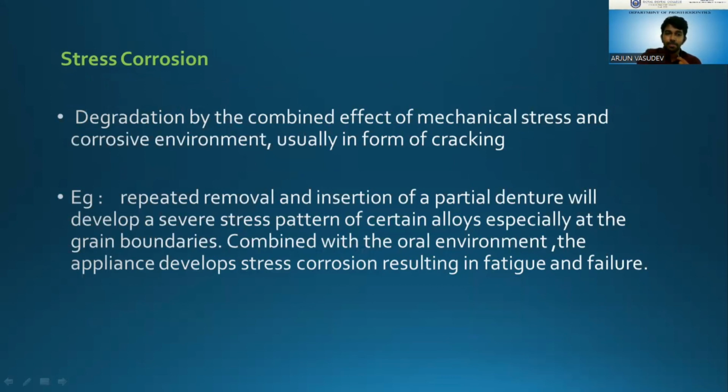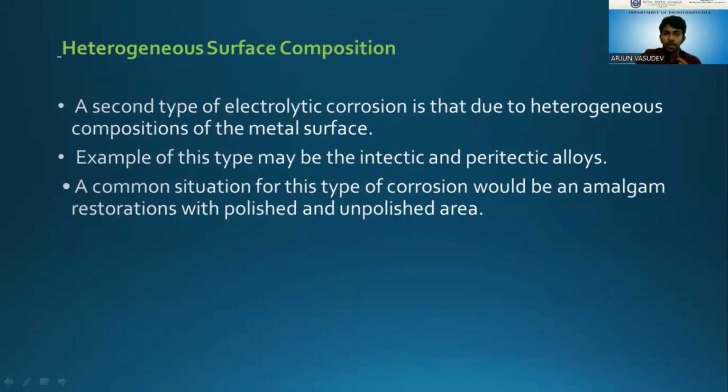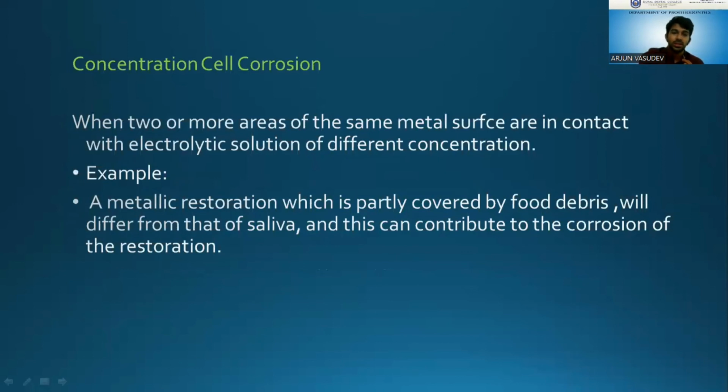Stress corrosion means degradation by the combined effect of mechanical stress and corrosive environment, usually in the form of cracking. For example, repeated removal and insertion of a partial denture will develop a severe stress pattern in certain alloys, especially at the grain boundaries, and combined with the oral environment, the appliance develops stress corrosion, resulting in fatigue and failure. Heterogeneous surface composition means a second type of electrolytic corrosion is that due to the heterogeneous composition of the metal surface. For example, this type may occur in eutectic and peritectic alloys. A common situation for this type of corrosion could be an amalgam restoration with polished and unpolished surfaces or areas.